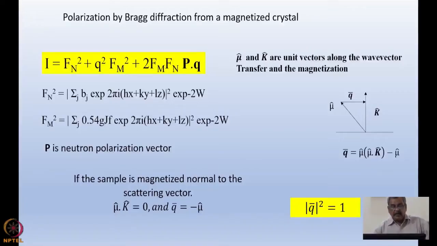I must mention here one thing. When I am talking about the magnetic term, there is one F that came, the form factor. Now if you remember earlier when I discussed nuclear scattering, at that time I said that the nuclear scattering potential is a delta function, and the delta function does not have any drop as a function of Q, because it is at R equal to 0, a delta function, whose Fourier transform is 1 all over Q space. Now for magnetism, I cannot say the same thing.